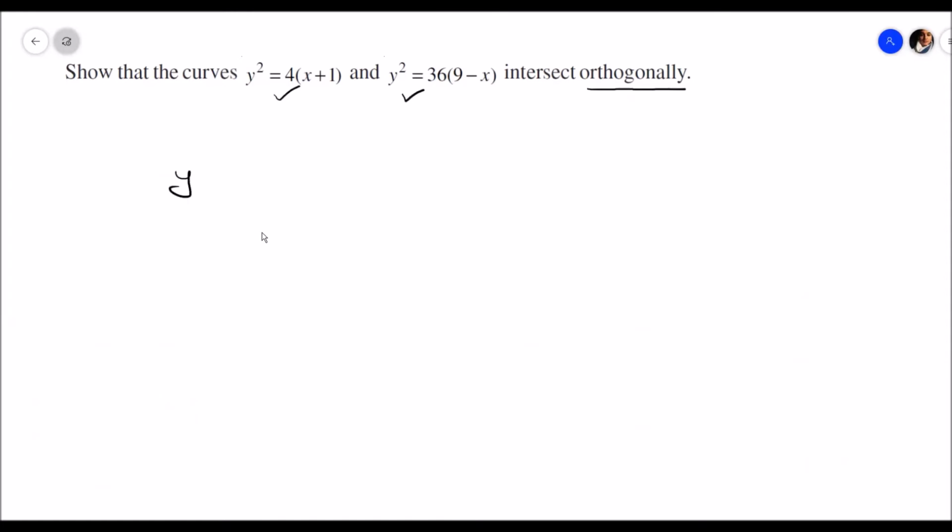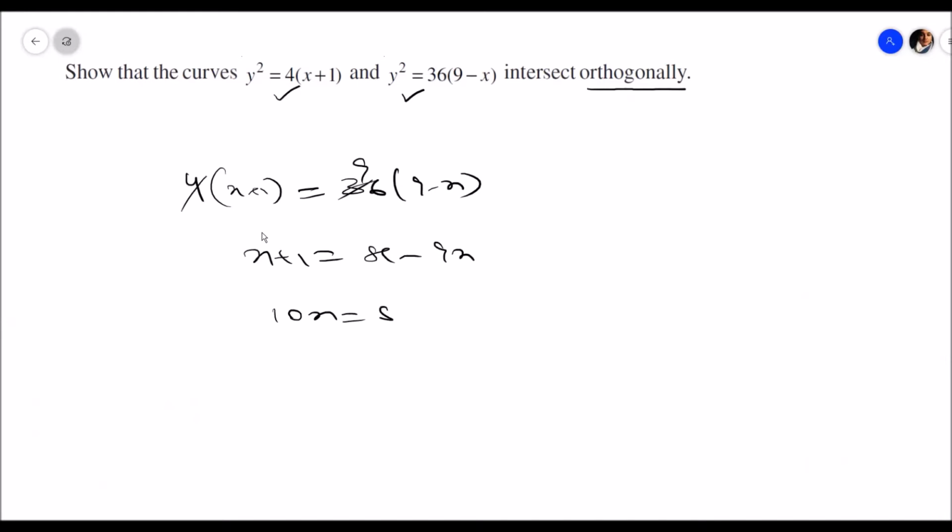So y square, which is equal to 4x plus 4, after I send 4 here, is equal to, in fact I can keep that 4 outside because anyway it's going to get cancelled, 36 of 9 minus x, goes 9 times. So x plus 1 is equal to 81 minus 9x. So 10x is 80, x is equal to 8.